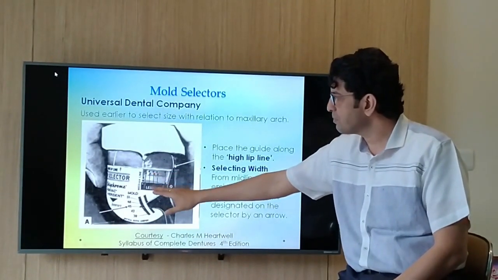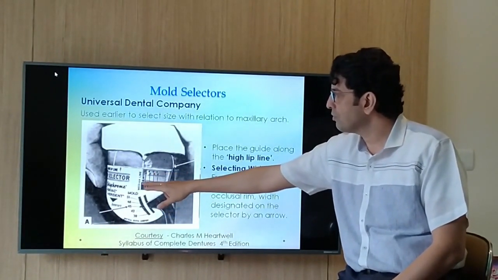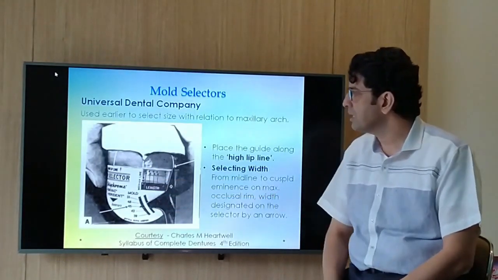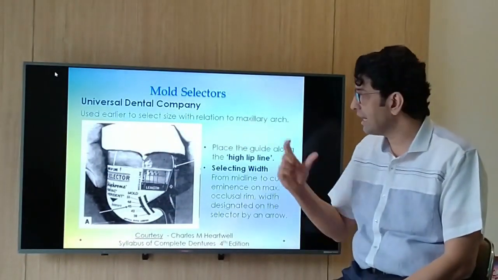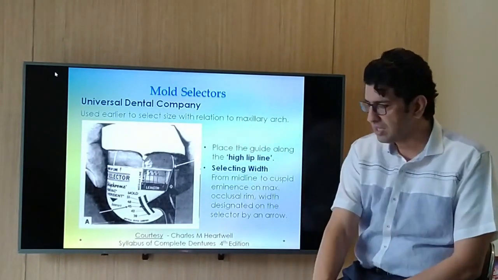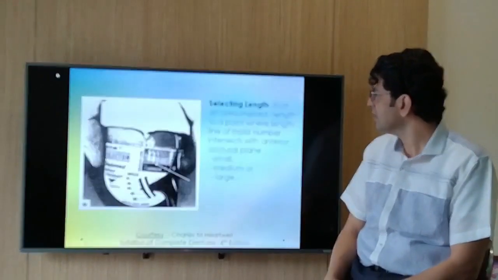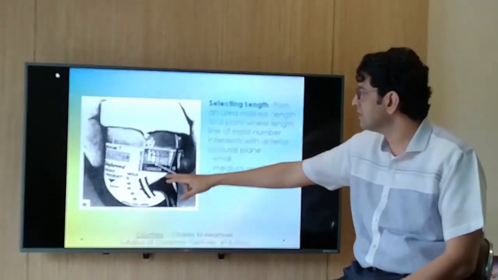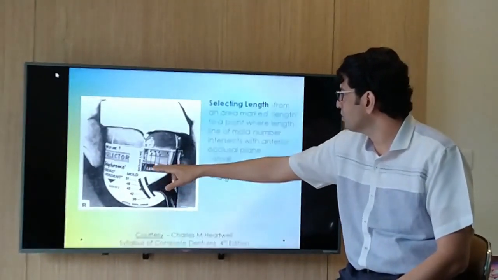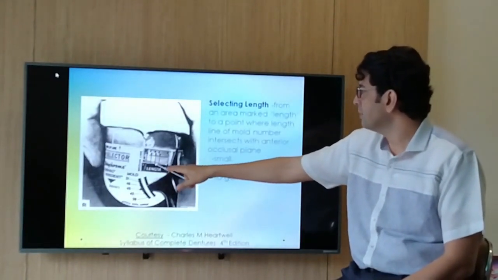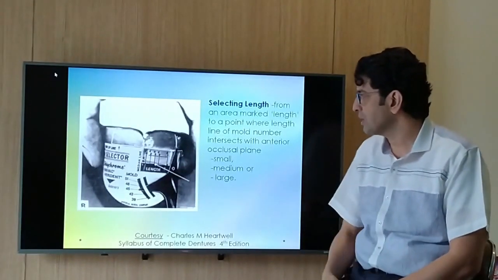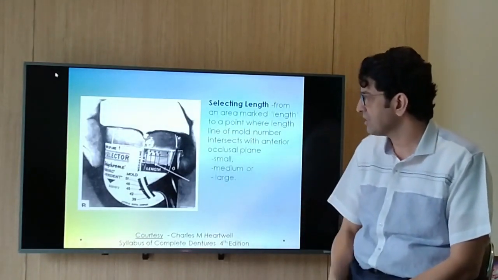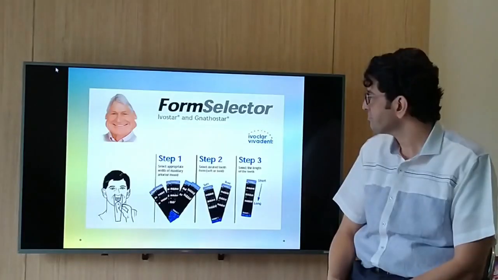And then in this transparent area, you look at where the occlusal rim is coinciding with the line, and that would be your length of tooth. So that is how it was done, right? The length was selected by the area marked, to the point where the length of the mold number intersects with the anterior occlusal plane. So you selected a small size, a medium size, or a large size. That is how you would select it.